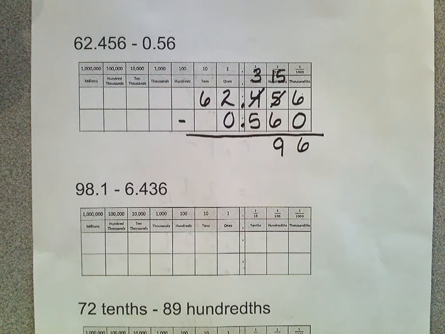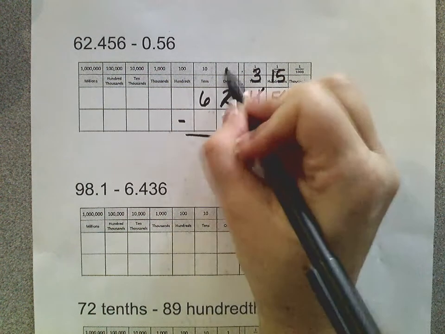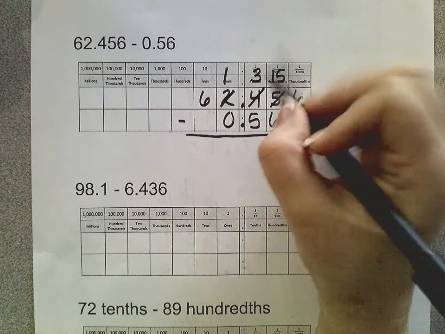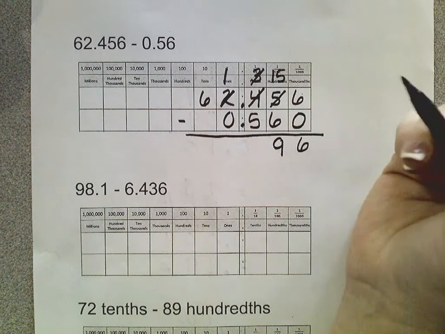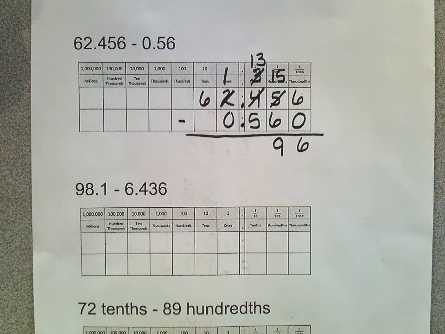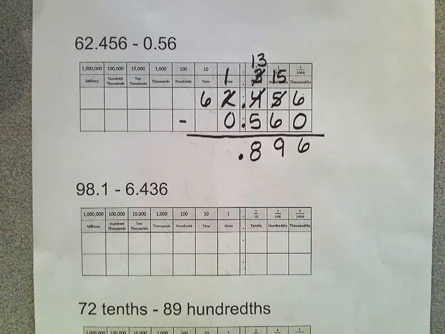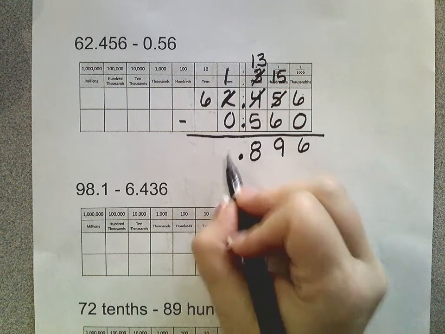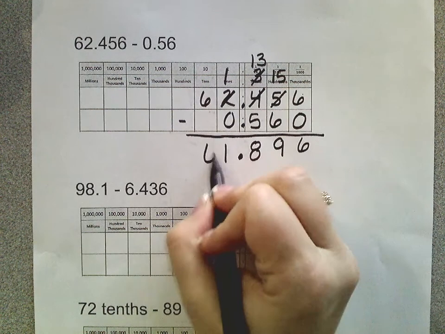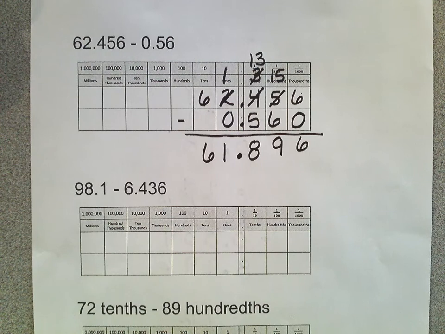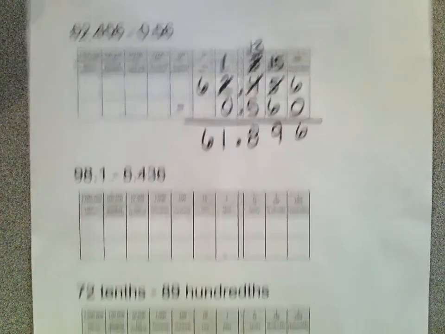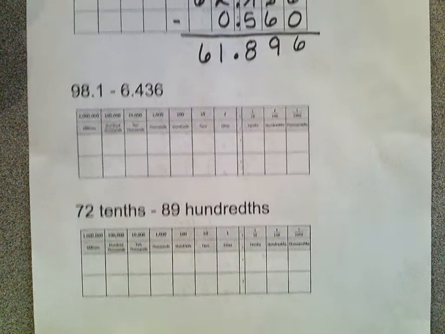3 minus 5, once again, not something I can do. So I need to look next door and do some regrouping. This becomes a 1. I'm going to add on my 10 tenths. 3 plus 10 is 13. Now I should be ready to subtract. 13 minus 5 is 8. Bring that decimal down. 1 minus 0 is 1. 6 minus 0 is 6. So my difference is 61 and 896 thousandths.